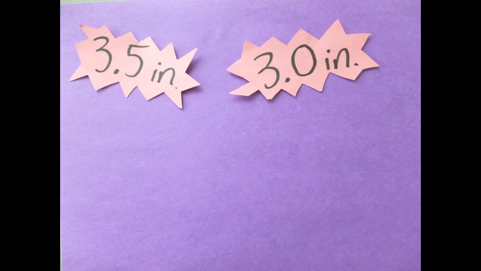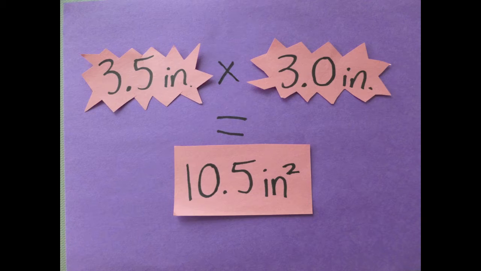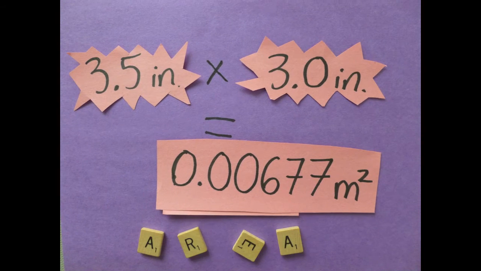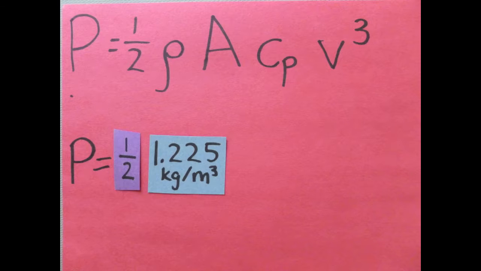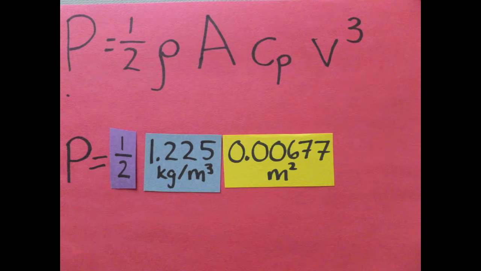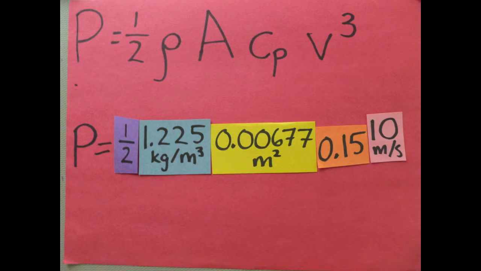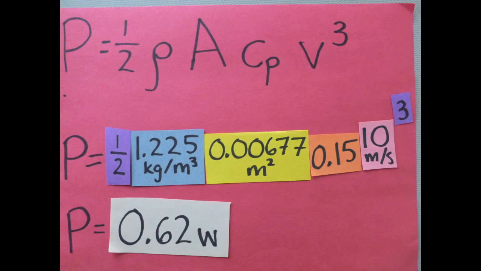On our turbine, we calculated the total swept area to be 10.5 square inches, which is 0.00677 square meters. Using the density of air, our calculated swept area, an estimated efficiency of 0.15, and the velocity in the wind tunnel, we were able to estimate the power our turbine would generate.